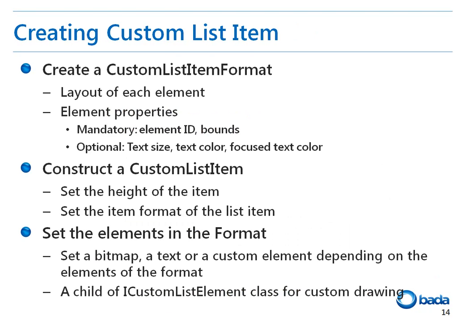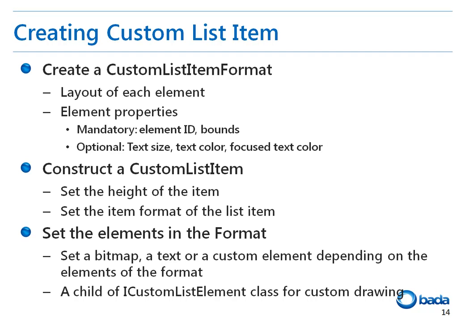Let's have a look at an example of creating a custom list item. To create a custom list item, you have to create the custom list item format, which is the layout of the elements put in an item. Using the custom list item format, you can specify the element ID, the bounds that defines the position and size of each element, the text size, text color, and text color when the element is focused for each element.